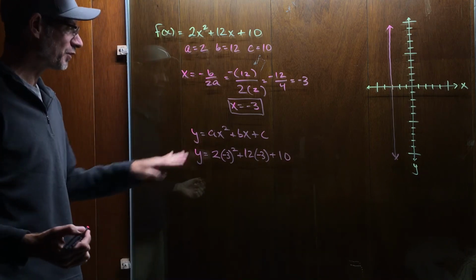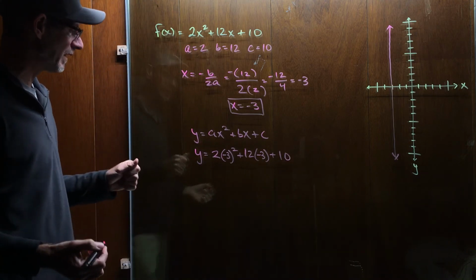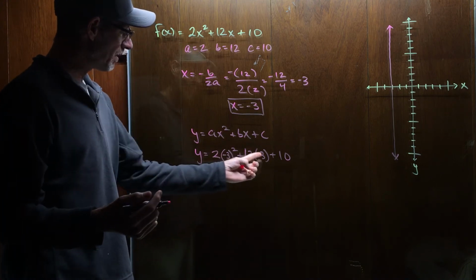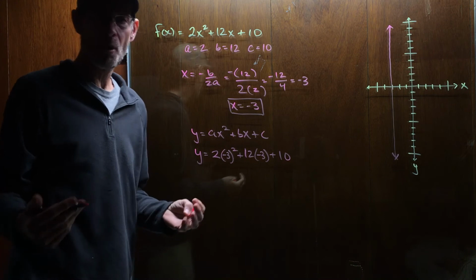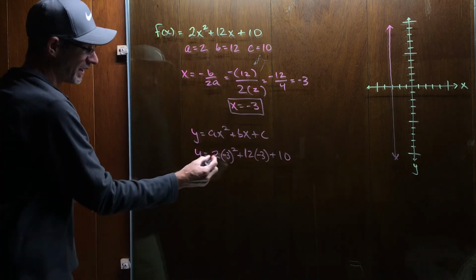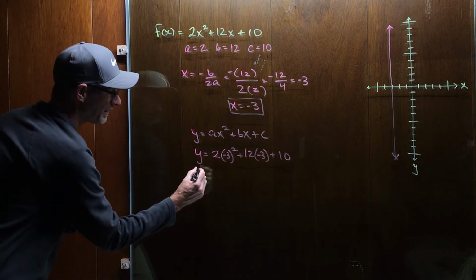Now I have to go in the correct order of operations when I do these calculations. So the first thing in the correct order of operations is the math problems inside parentheses. Well, I don't have math problems inside these parentheses, so I keep going. The next thing I'm going to do is the exponents. So negative 3 to the second power is 9.